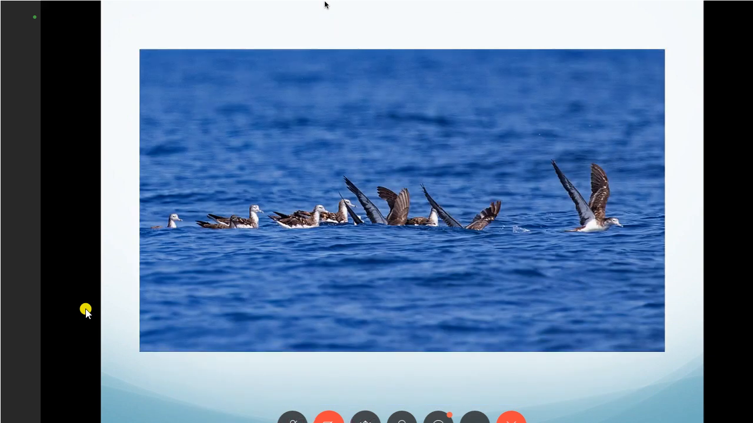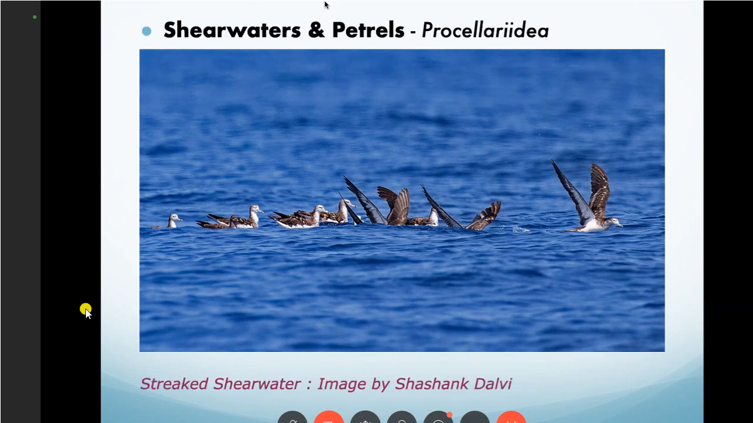Now we'll look at some families that are found in India. We'll go family-wise and take a look at some pictures. These over here are wedge-tailed and streaked shearwaters, and you'll see they are in a flock. That's what normally happens with shearwaters, they are normally there in flocks. So if you go on a pelagic birding tour and you end up seeing a flock, it is very likely to be of shearwaters.